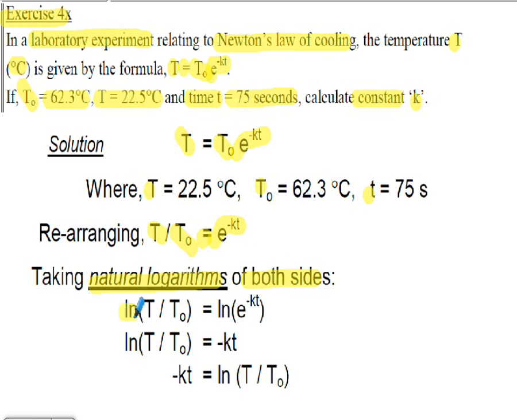On the left hand side I get ln of T divided by T0, is equal to ln of the exponential function. Don't forget ln and e cancel each other out because they're inverse operations. On the right hand side I simply get minus kt. On the left hand side I get ln of T divided by T0. All I've done on the last line is simply swap the terms around. So minus kt is equal to ln of T divided by T0.